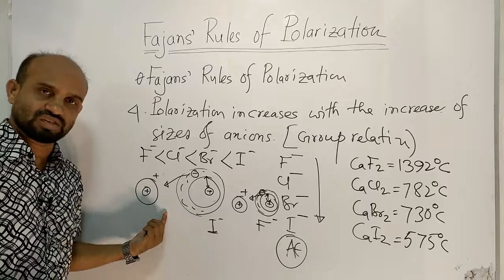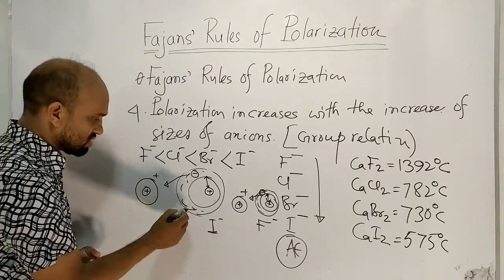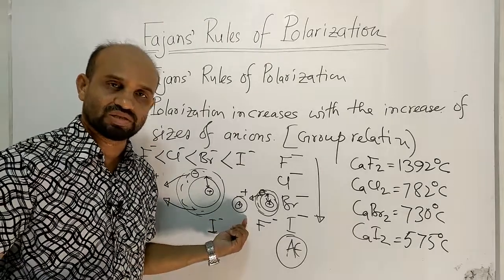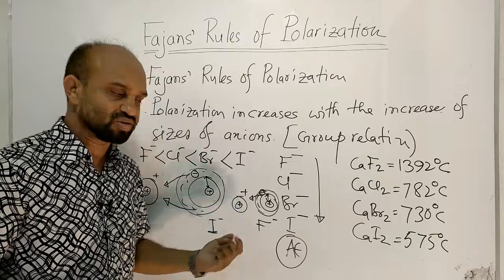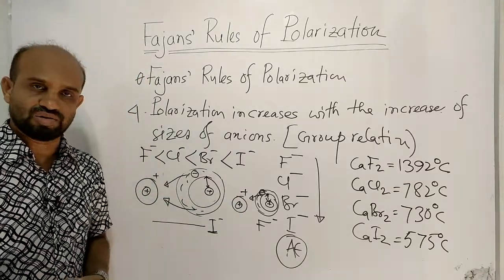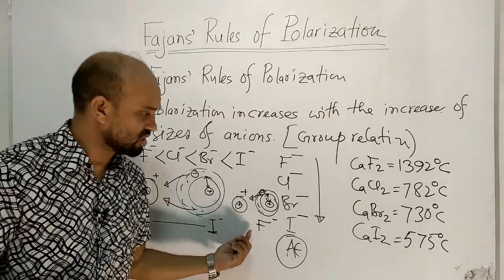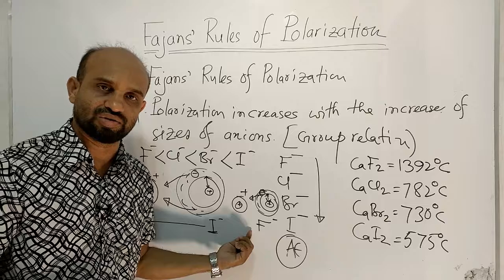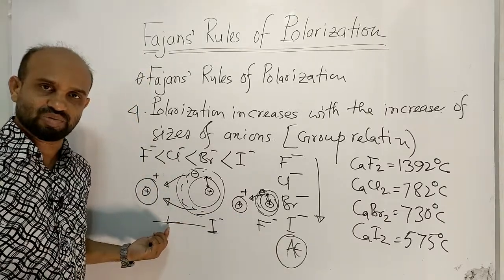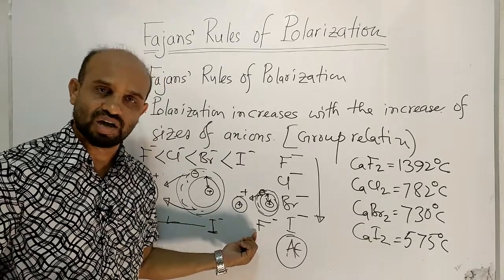So in case of iodide ion, greater polarization happens compared to fluoride ion. So this compound of iodide ion becomes more covalent compared to the compound of fluoride ion. So this is more covalent, less melting point. This is ionic, high melting point.